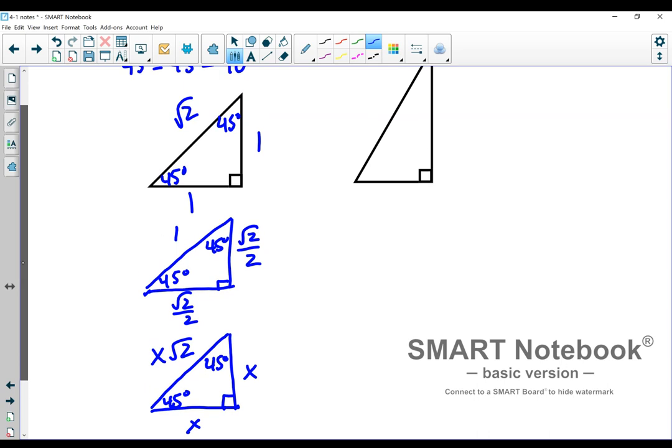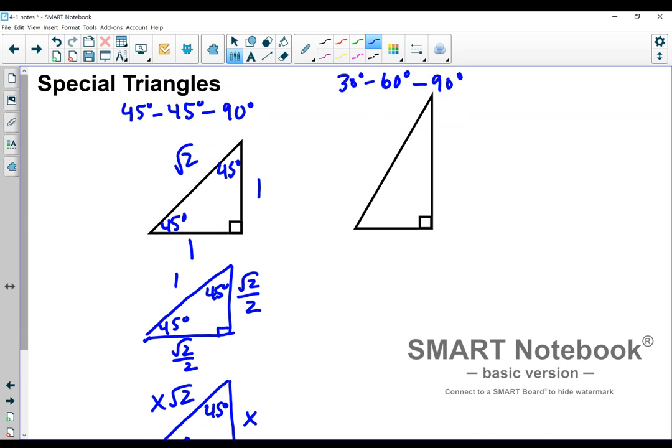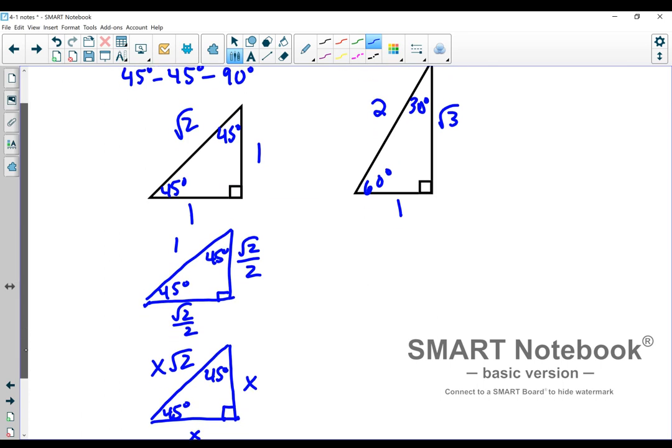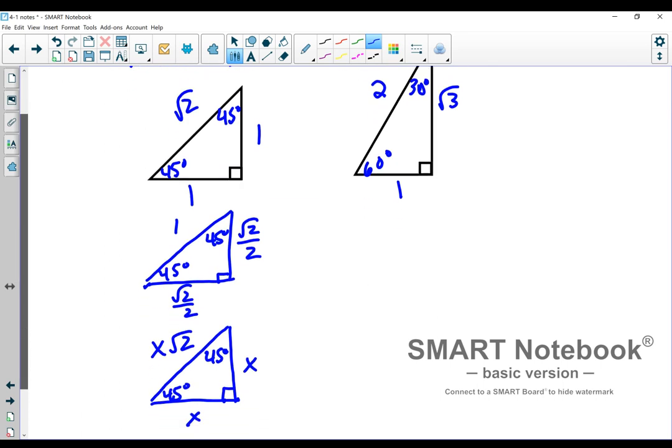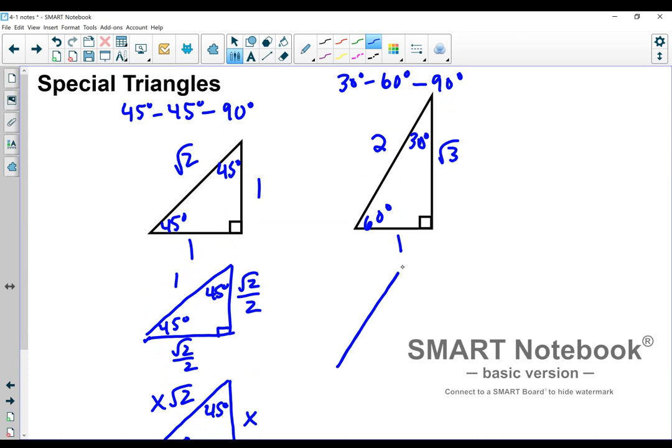So for the 30, 60, 90, this small side should be across from the small angle. So I'm going to label this one 30 degrees because this side looks the smallest. And the other one I'm going to label 60. And on this one, I like to use 1 as my short side, 2 as my hypotenuse, and then square root of 3. And again, smallest angle is across from the smallest side, and that's going to help you when you label this triangle.